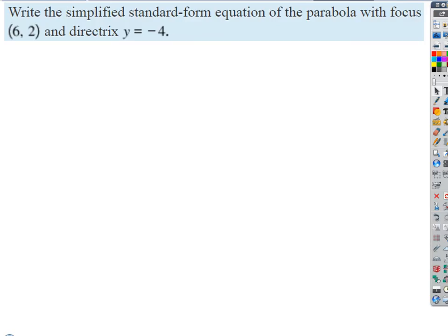This is kind of where we left off yesterday with stuff like this, right? We looked at an example or two like this. Let's just make sure we have this down though. We want to write the simplified standard form equation of the parabola with a focus at (6, 2) and a directrix at y = -4, right? So we want to come up with the standard form equation.